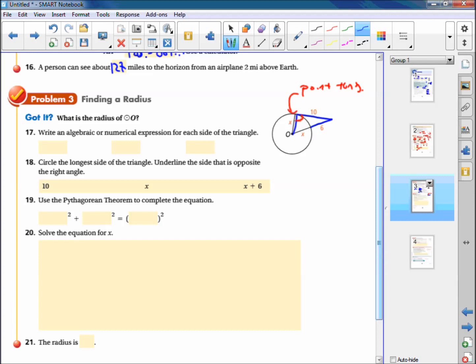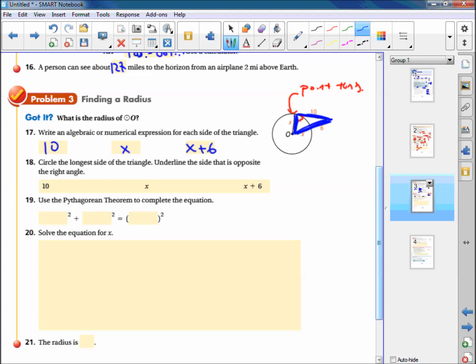So write an algebraic or numerical expression for each side of the triangle. One side of my triangle is going to be 10. The other side will be X. So there's the 10, here's the X. And the third side is going to be X plus 6. That's the X for the radius plus the extra 6. And it is a right triangle.